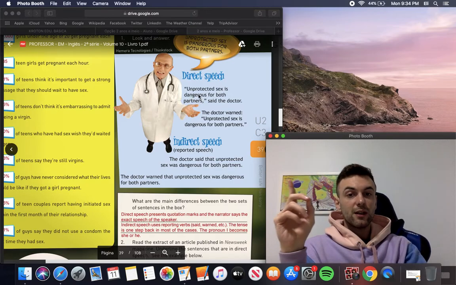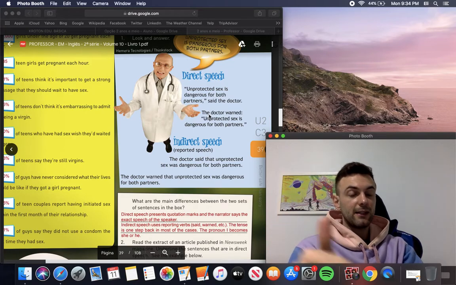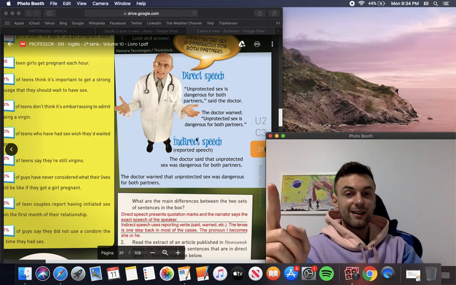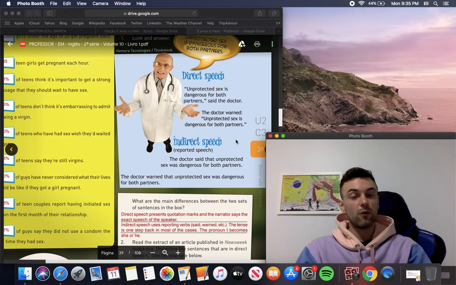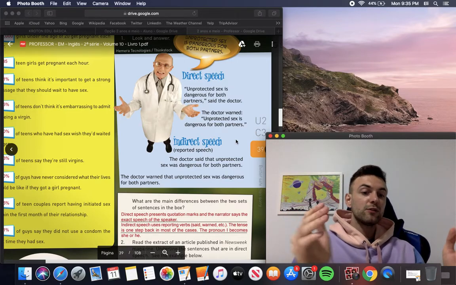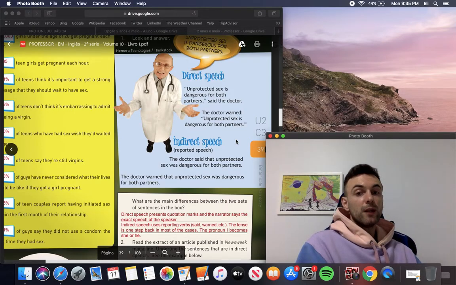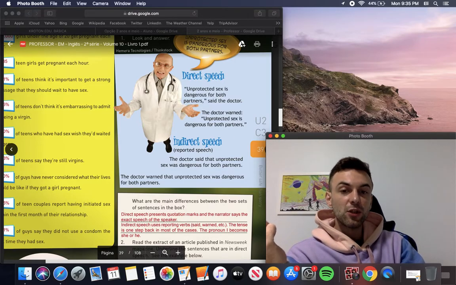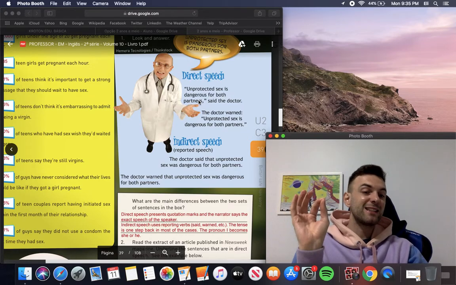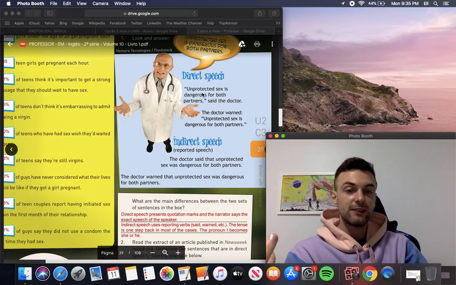Direct speech: "Unprotected sex is dangerous for both partners," said the doctor. The doctor warned unprotected sex is dangerous for both partners. Então, o que nós trabalhamos é: sexo desprotegido é perigoso para ambos os parceiros, disse o doutor. Eu uso as quotation marks aqui, percebe? E eu uso a frase exata que o narrador disse.